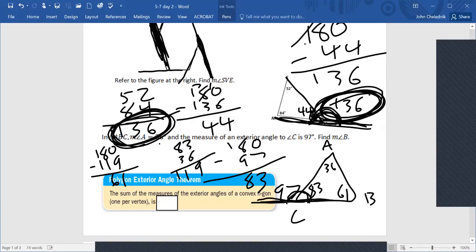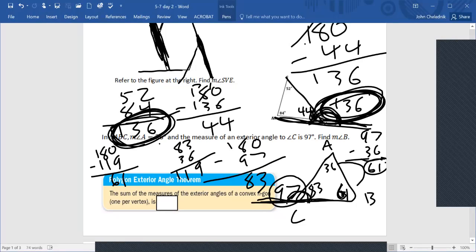Now, notice that this is not actually required knowledge, but if you want to be sharp as a tack, you might notice that these two numbers added up equal 97. So if we wanted to take a shortcut here, we could have simply skipped all of this and just done 97 minus 36 to get our answer. That's just bonus knowledge.